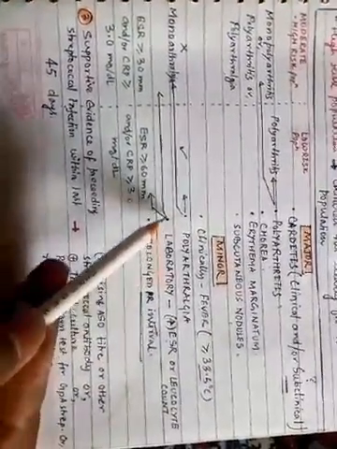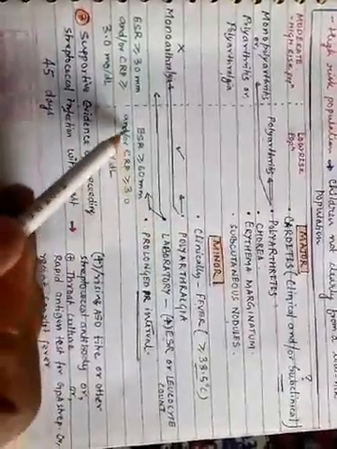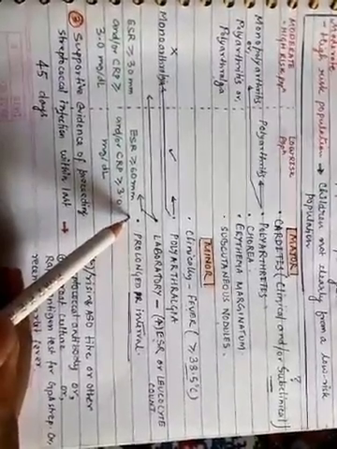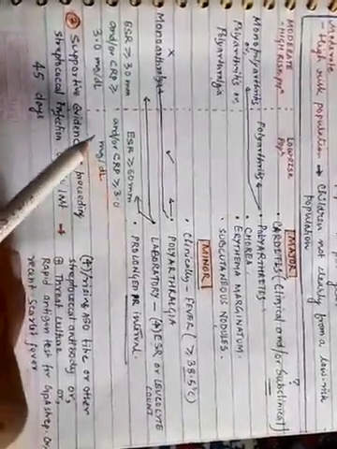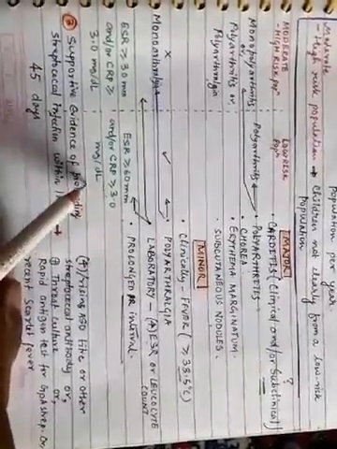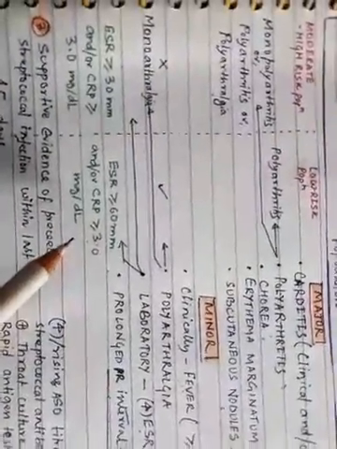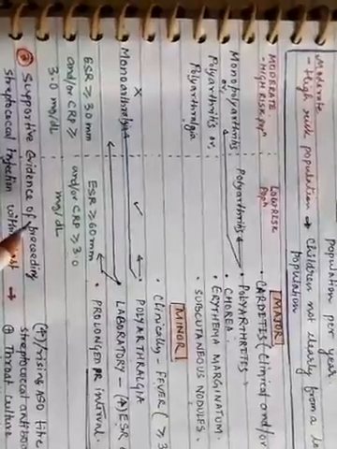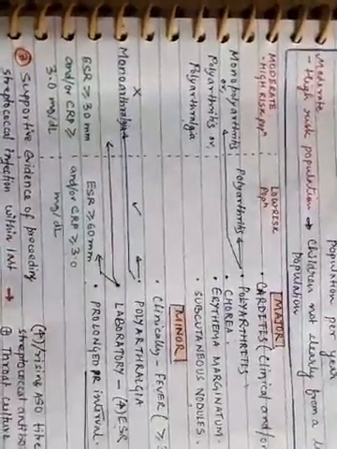In case of low risk population, the ESR value is more than or equal to 60 millimeter in the first hour, and the C reactive protein that will be more than or equal to 3 milligram per deciliter. In case of high to moderate risk population, the ESR value will be more than or equal to 30 millimeter in the first hour, and or the C reactive protein.